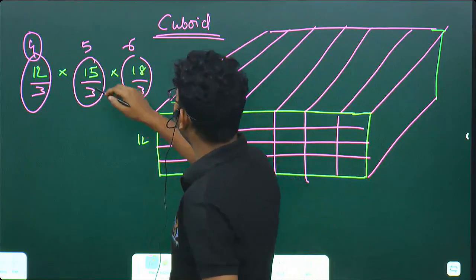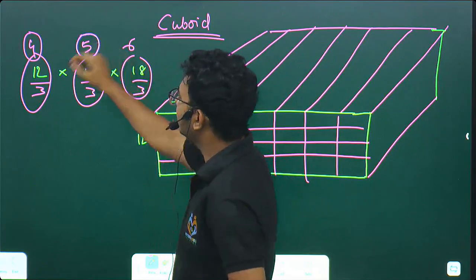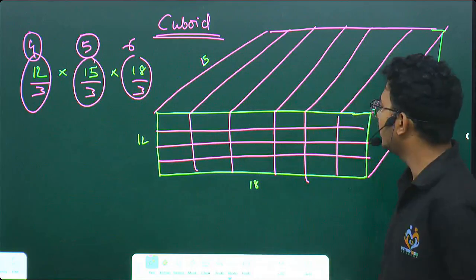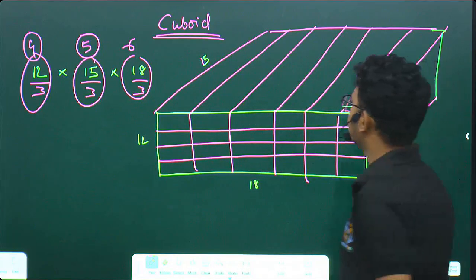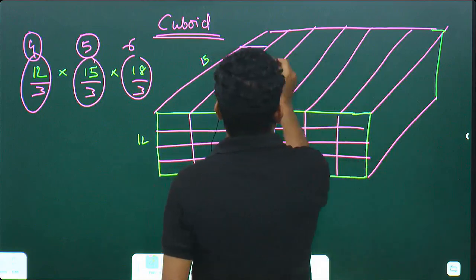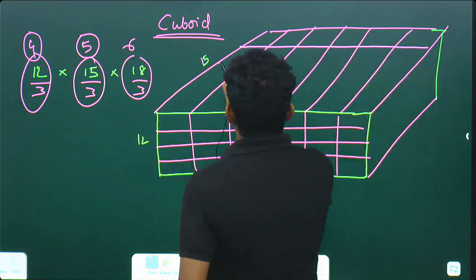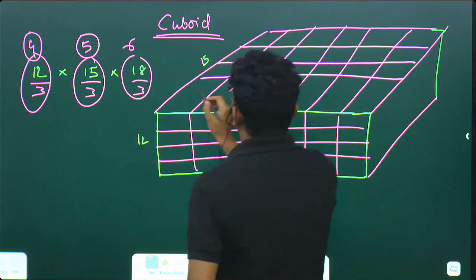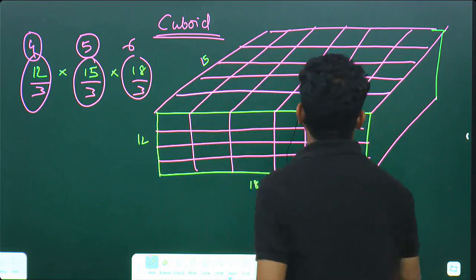Similarly this is 15 and I want to make this into 5 parts. How many cuts do I have to make? 4 cuts. 1, 2, 3, 4.